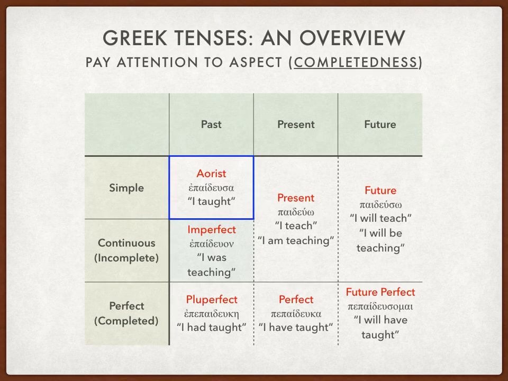We can make this a little bit easier by putting these on a chart, this one here. These are all the tenses that you will learn over this semester and next semester. And you can basically break down Greek tenses along an x-axis, left to right, going from past time to present time to future time, but also charting them along aspect: simple, continuous, incomplete action, and perfect, completed action.